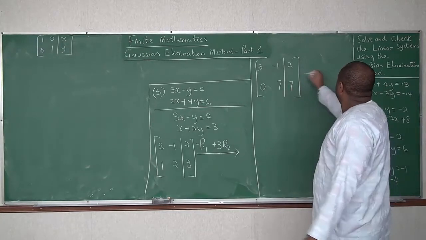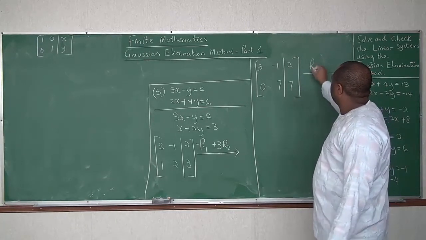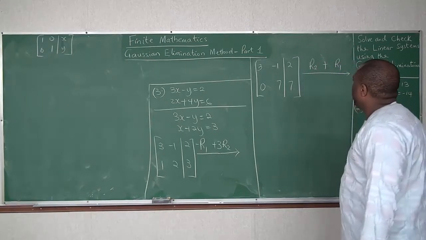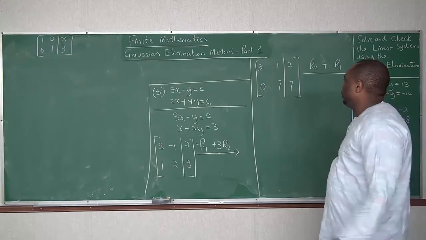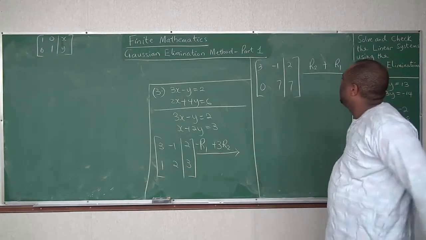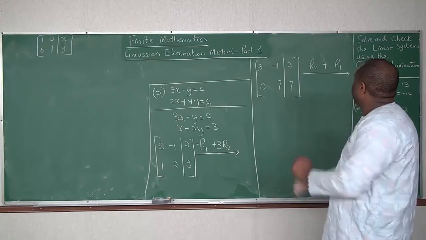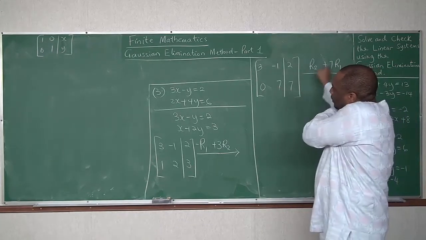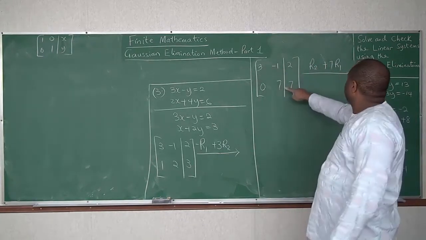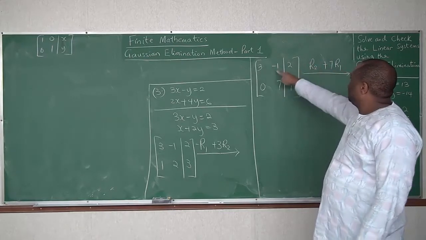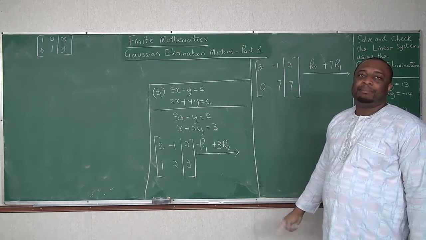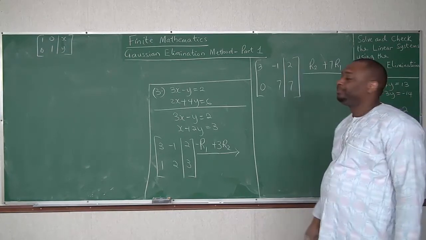Okay? Next operation, we use row 2 to operate on row 1. So what we got here, minus plus. So we won't need to put any minus. We will have row 2 plus 7 row 1. Okay, because this is 7 plus 7 times negative 1 is negative 7. So 7 minus 7 is 0.